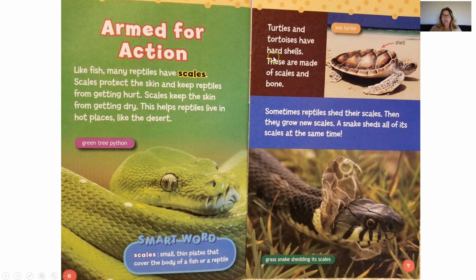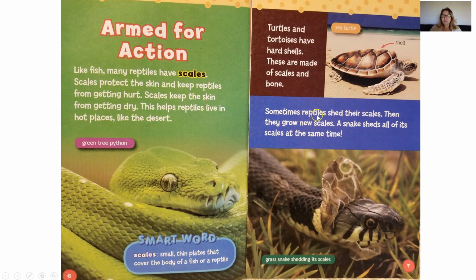Turtles and tortoises have hard shells. These are made of scales and bone. Okay, this is a sea turtle, and we see the shell of a sea turtle. And what it's telling us is that they have hard shells, but they are made of scales and bone. Okay, so we can see a similar pattern to the scales.